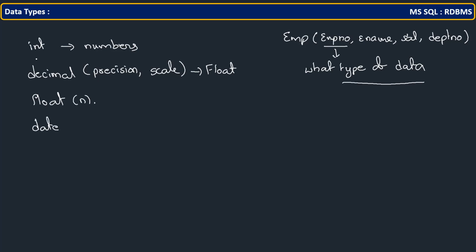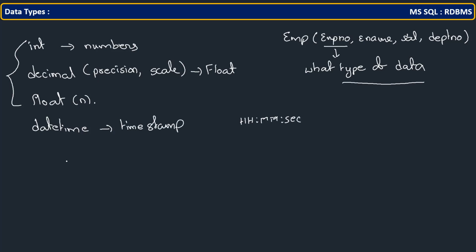Then we have other varieties. These are all for numbers. And datetime is for the timestamp. So we are going to have date as well as time. Time means hours, minutes, seconds. That is datetime.